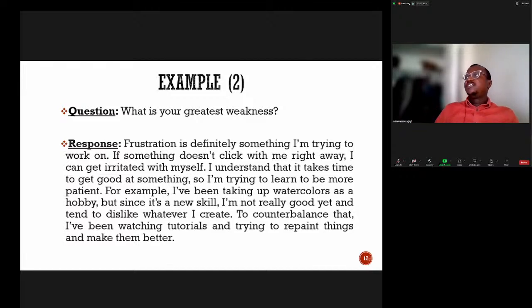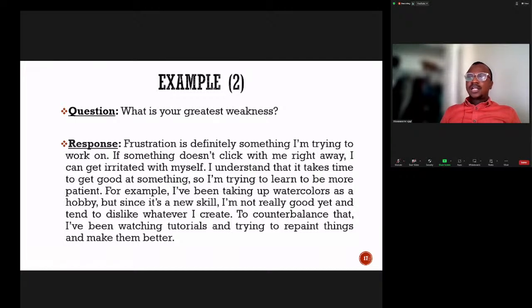Okay. So what is your greatest weakness? I'm going to read this and tell you some of the things that were done right. "Frustration is definitely something I'm trying to work on. If something doesn't click with me right away, I can get irritated with myself. I understand that it takes time to get good at something, so I am trying to learn to be more patient. For example, I have been taking up watercolors as a hobby, but since it's a new skill, I'm not really good yet and tend to dislike whatever I create. To counterbalance that, I've been watching tutorials and trying to repaint things and make them better."